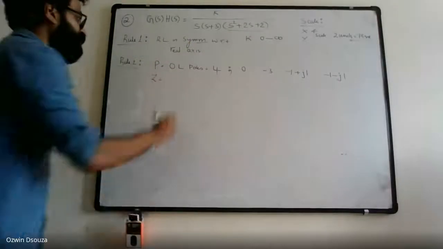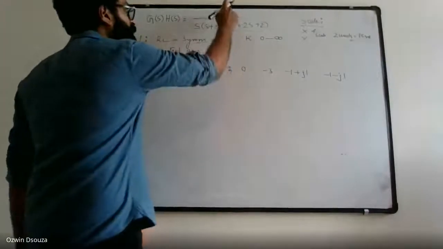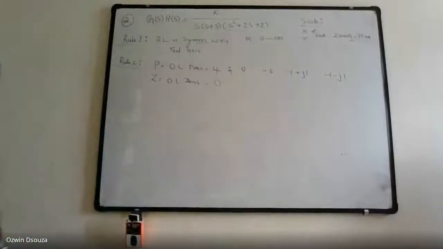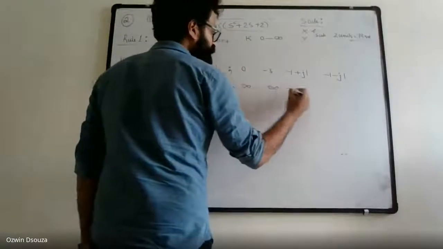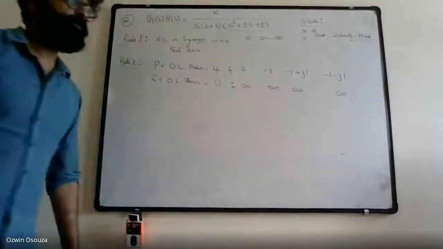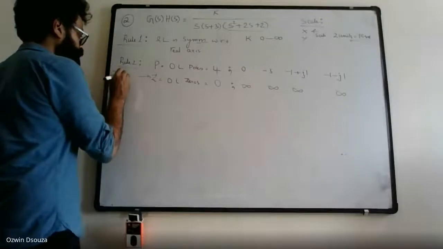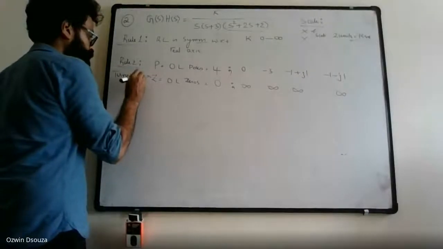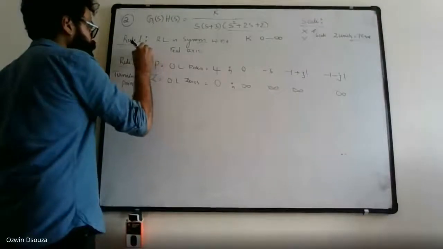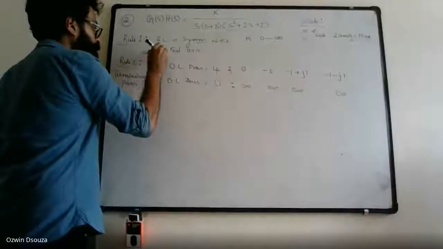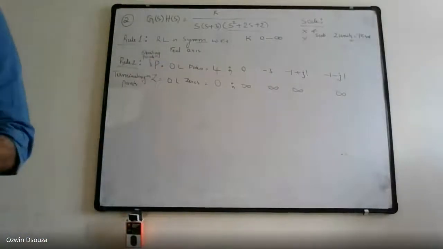Next you have open loop zeros. How many open loop zeros? 0. So the terminating points are basically infinity, infinity, infinity, because you don't have any open loop zeros. Zeros are nothing but terminating points, and poles are nothing but starting points.